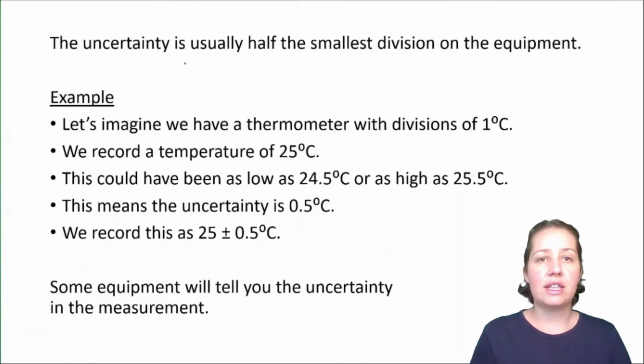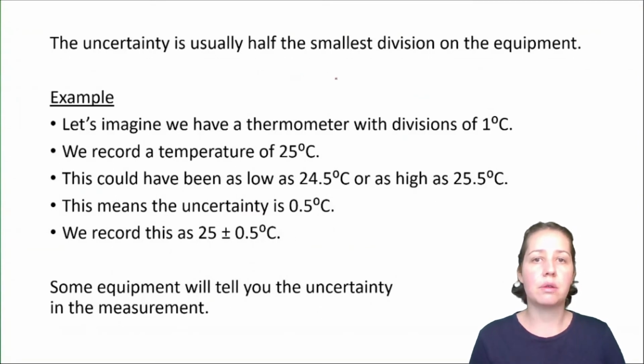Right, key bit of information here. The uncertainty is usually half of your smallest division on your equipment. So let's think about a thermometer. We've got divisions of 1 degree C. We record a temperature of 25 degrees C.